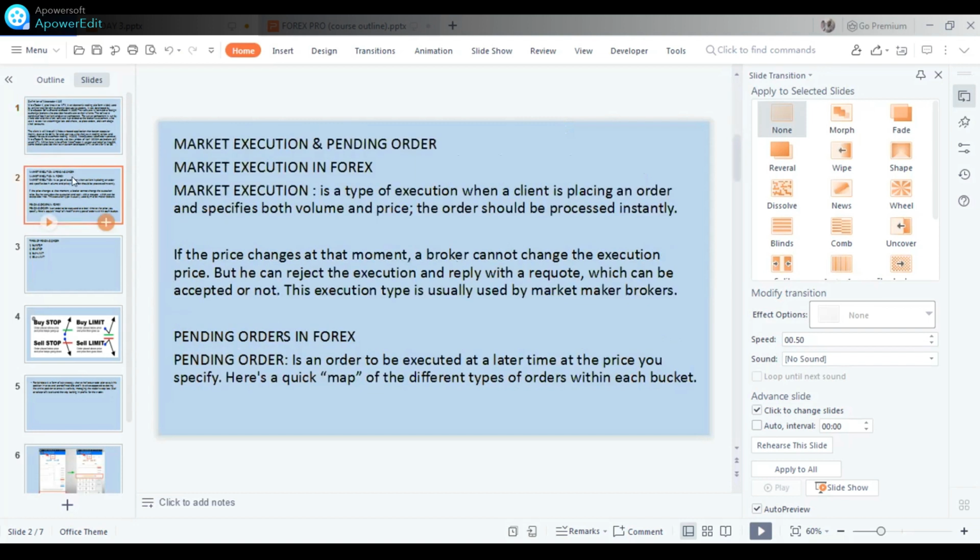Let's proceed. There are two major things you can do using MetaTrader 4 if you want to trade the forex market. They are market execution and pending order. Market execution is a type of execution when a client is placing an order and specifies both volume and price. The order should be processed instantly. Now, a pending order in Forex is an order to be executed at a later time at the price you specify.